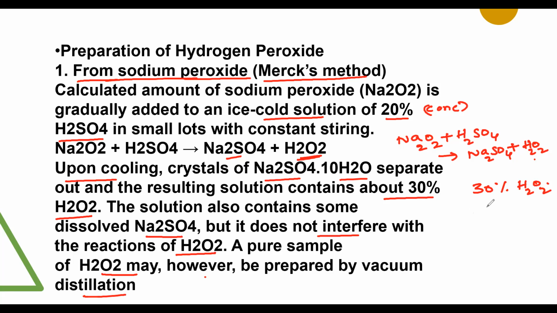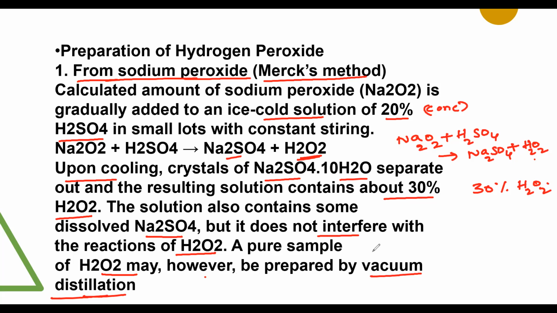Whatever hydrogen peroxide we got from this sample is only 30% pure. To make it 100% pure, we have to do vacuum distillation. I hope it is clear. So this is the preparation of hydrogen peroxide.